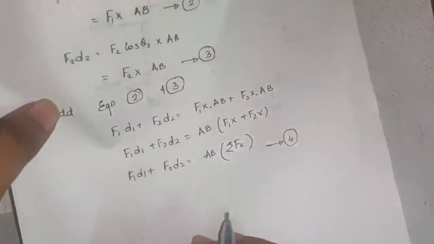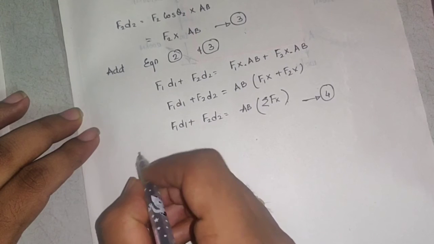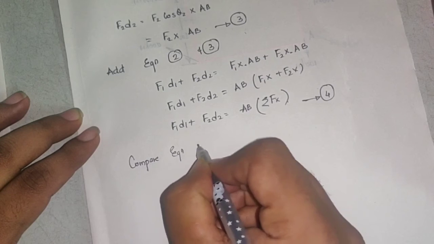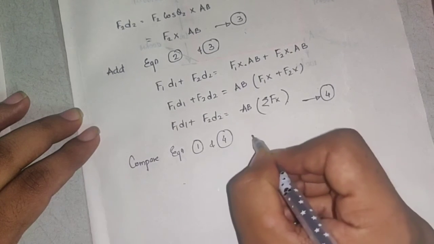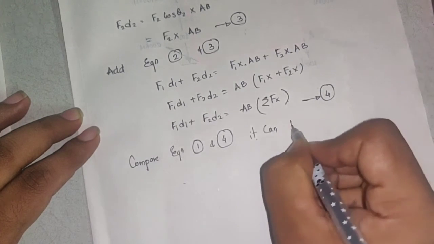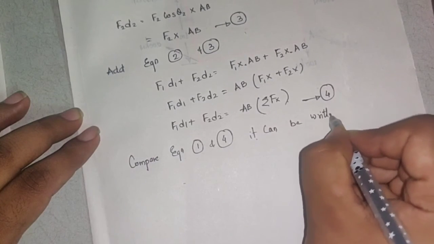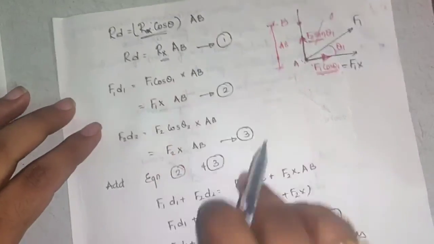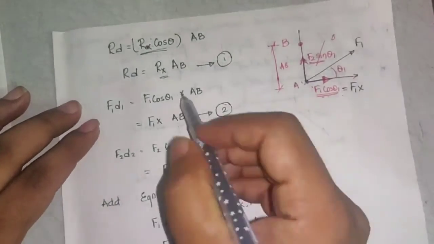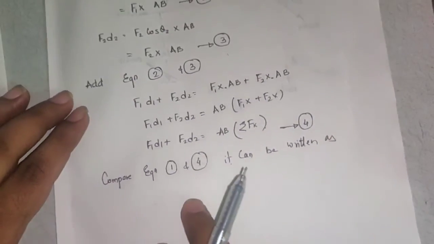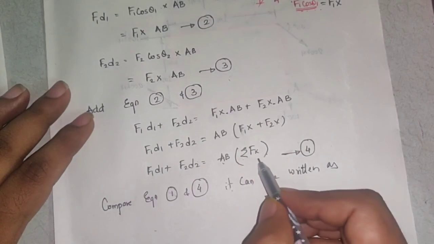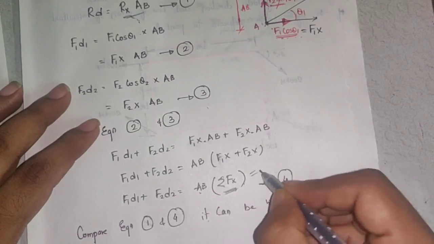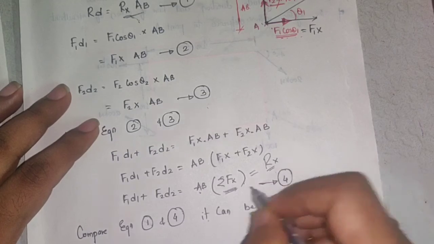Now I'll compare equations 1 and 4. What is equation 1? Equation 1 is here: Rx into AB. What is equation 4? It is AB into summation Fx. So what is summation Fx? The sum of all the forces in the x direction is nothing but the resultant of all the forces in the x direction.